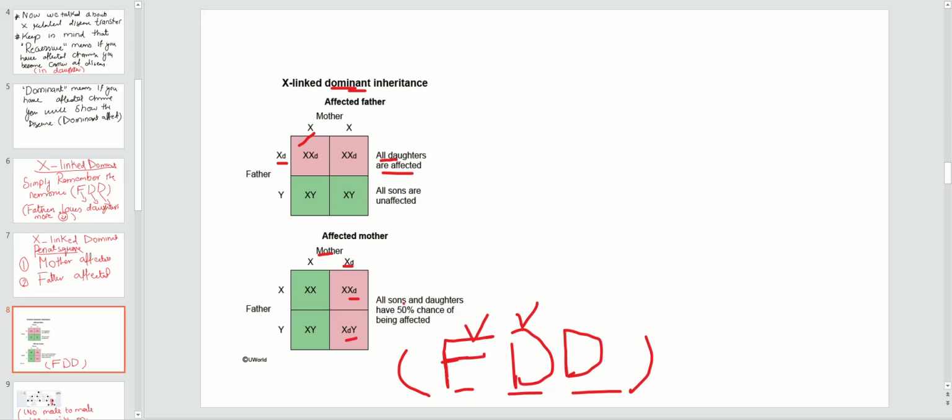So that is what they're saying. All sons and daughters have a 50% chance of being affected because you are dealing with the dominant inheritance pattern. So what does 50% mean? That if a mother has two daughters, there is a chance that one daughter will be affected. If the mother has two sons, there is a chance that one son will be affected. That is what they are talking about, right?